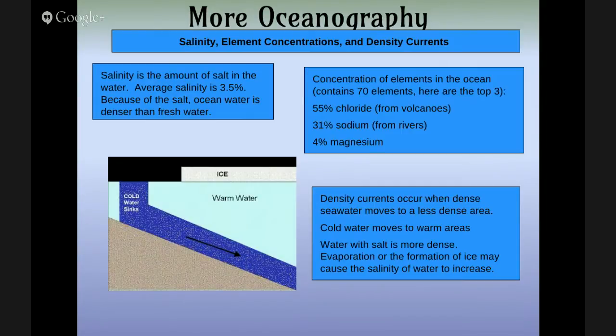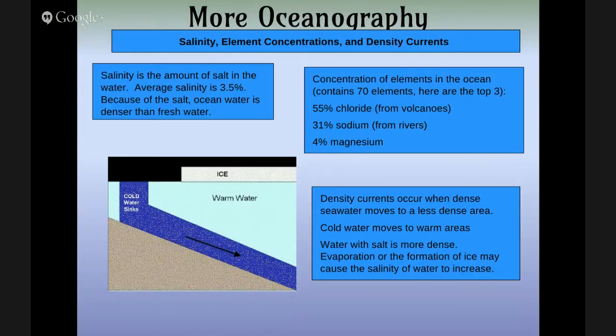All right, we also talked about salinity, element concentrations, and density currents. So salinity is the amount of salt in the water. The average salinity is 3.5%. Salt water is denser than fresh water. So some of you have noticed that when you go to the beach, it's a lot easier to swim and to float than it is at a pool. And that is because ocean water is more dense than fresh water. That salt increases the density, so it makes it easier to float.